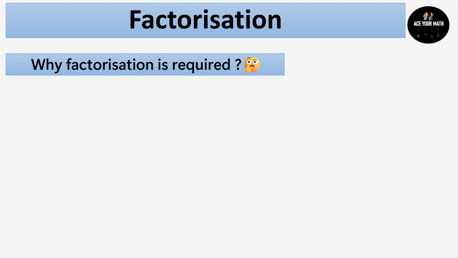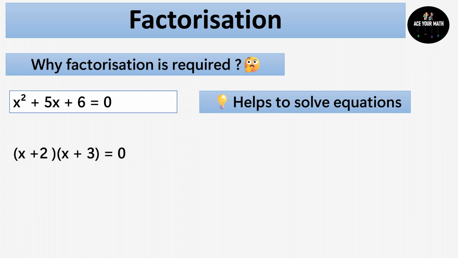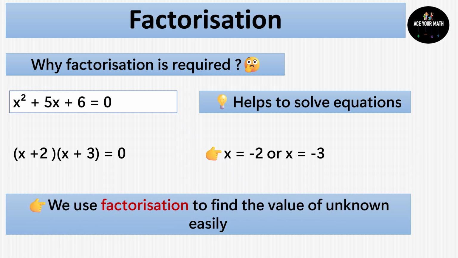Now let's see first why factorization is required. Let's say any equation is given to you. I'm taking the example of x square plus 5x plus 6. See, it helps us to solve the equation. If you find the factors of the given equation, which are x plus 2 and x plus 3, then you can easily evaluate the value of x. It is minus 2 or minus 3. So factorization helps us to solve the equation, or you can say it helps us to find the value of the unknown very easily. So this is the first and most important use of factorization.